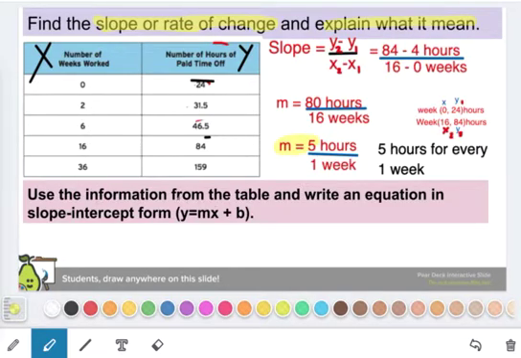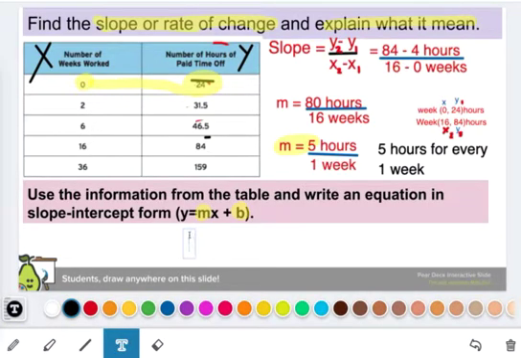Okay, so use the information from the table and write an equation in slope-intercept form. We got our slope. We need to know our y-intercept. Our y-intercept is at 0. It is this 24. So b is our 24. So you would write y equals mx plus b, where m is this 5 for slope, x, plus the y-intercept, which is this 24. That is our answer there. All right, there we go.